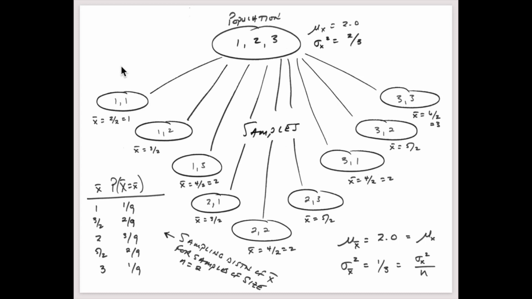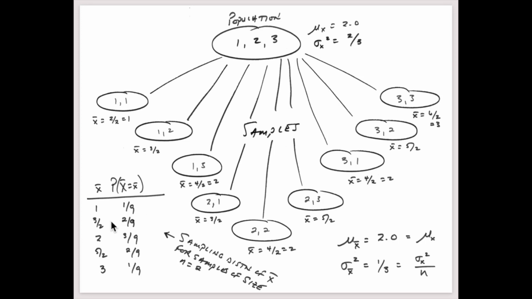Okay, and so to compute the probability of an event involving this experiment, all we have to do is count the number of ways that the event can occur, and then divide by 9. So what is the probability in performing this experiment that we get a sample whose mean is 1? Well, we look through here. There's only 1 sample where that happens. That's the sample where we get 1 both times. And so the probability that X bar is equal to 1 is 1/9.